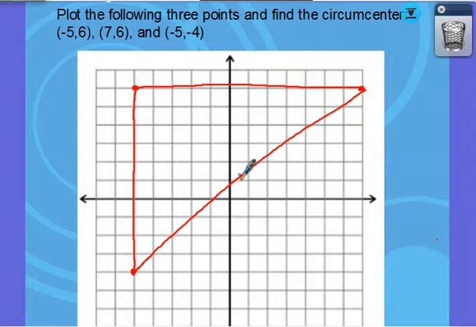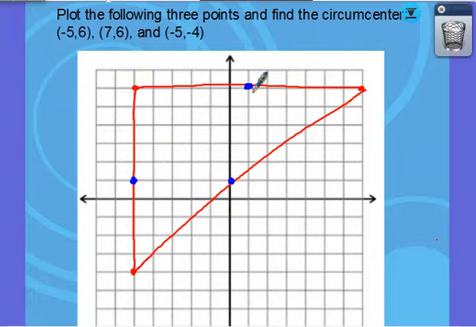So to bisect it, take this point, find the midpoint: add your x's, divide by 2, add your y's, divide by 2. Take these 2 points and do the exact same thing. Take these 2 points and do the exact same thing. And I've done that so many times I just knew where they were. Okay, there's your 3 midpoints.